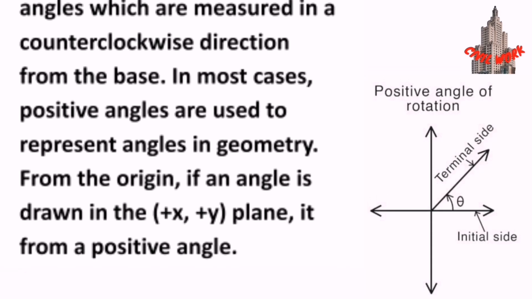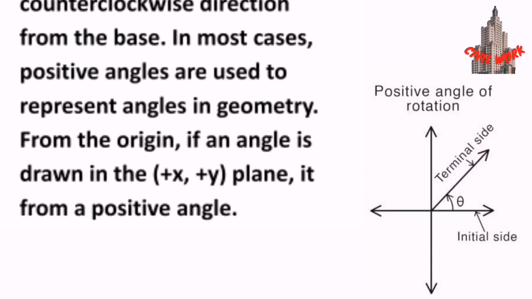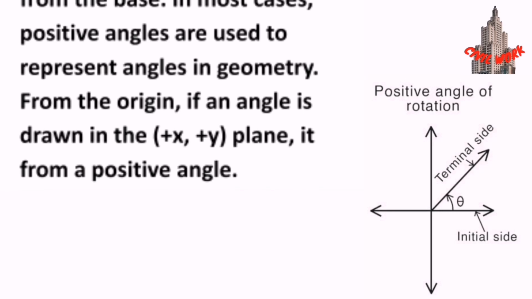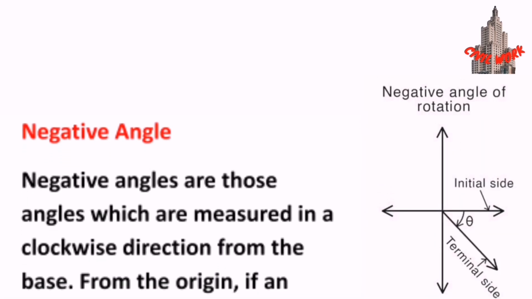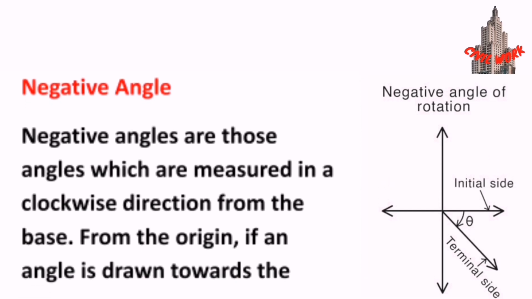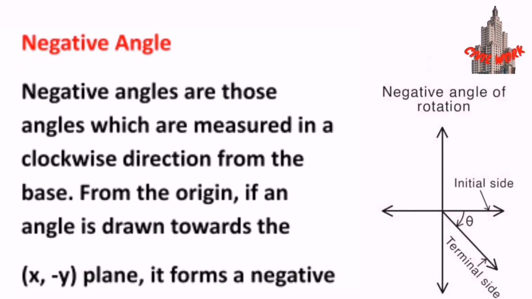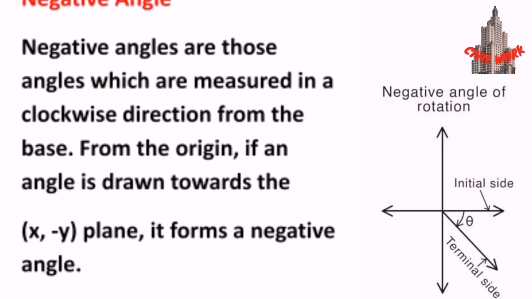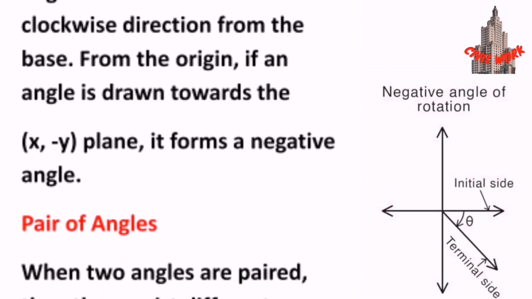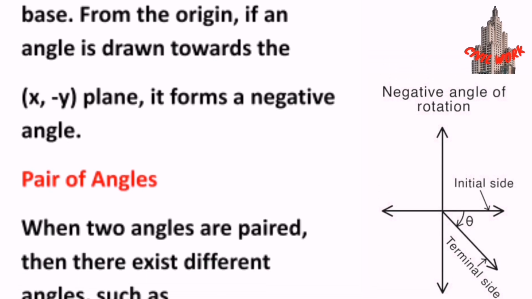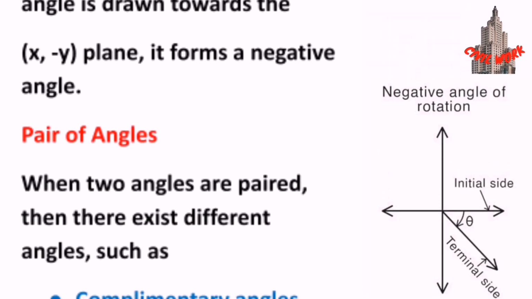From the origin, if an angle is drawn in the positive x, positive y plane, it forms a positive angle. Negative angle. Negative angles are those angles which are measured in a clockwise direction from the base. From the origin, if an angle is drawn towards the x, negative y plane, it forms a negative angle.